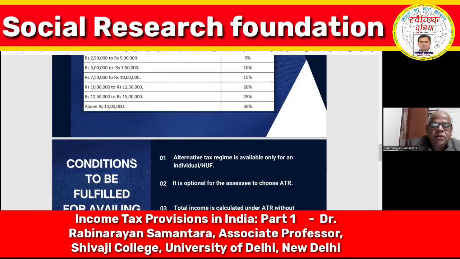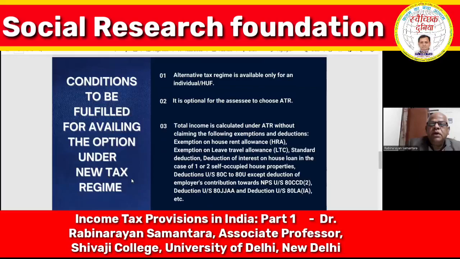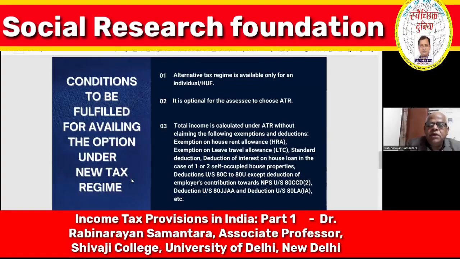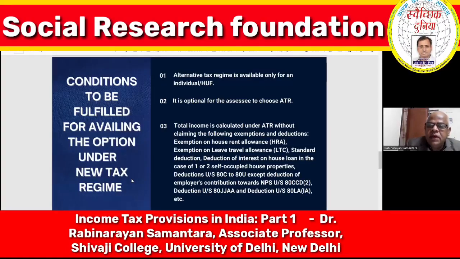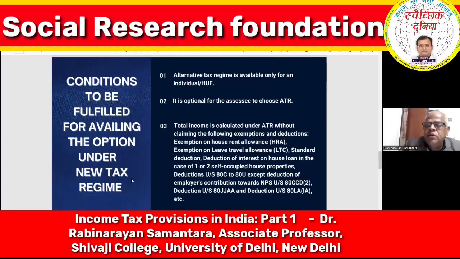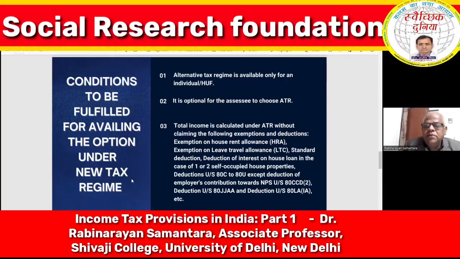Now, as far as the alternative tax regime is concerned, this alternative tax regime is actually available only for an individual assessee or a Hindu undivided family. Then in the second place, this scheme is actually optional for the assessee. That means there is no compulsion from the government as such for the assessee to choose any system of taxation, either the old one or the new one known as the alternative tax regime. It is optional for the assessee to choose the alternative tax regime, which he may or may not decide to choose.